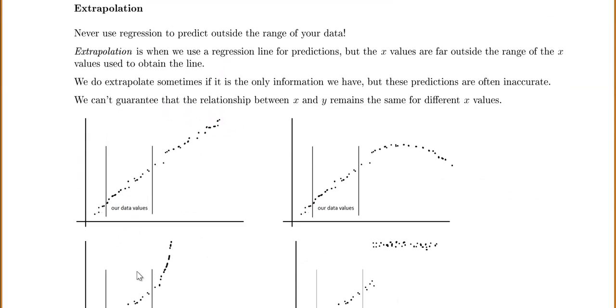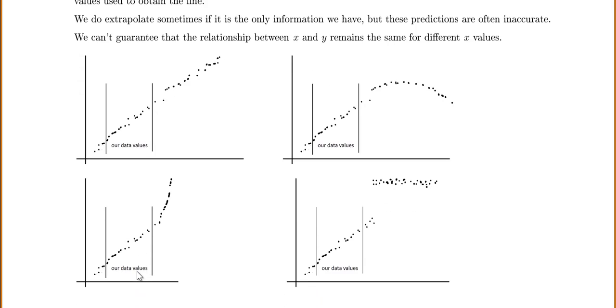Next we have extrapolation. You shouldn't use regression to predict values that are outside the range of your data. Extrapolation is when you use a regression line for predictions, but the x values are far outside the range of the x values used to obtain the line. We do sometimes extrapolate if it's the only information we have, but the predictions we get from that are usually inaccurate, because we can't guarantee that the relationship between our x and y values remains the same for different x values.